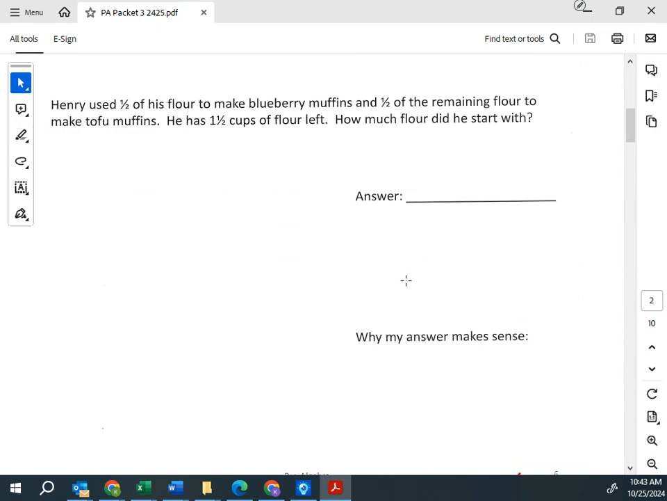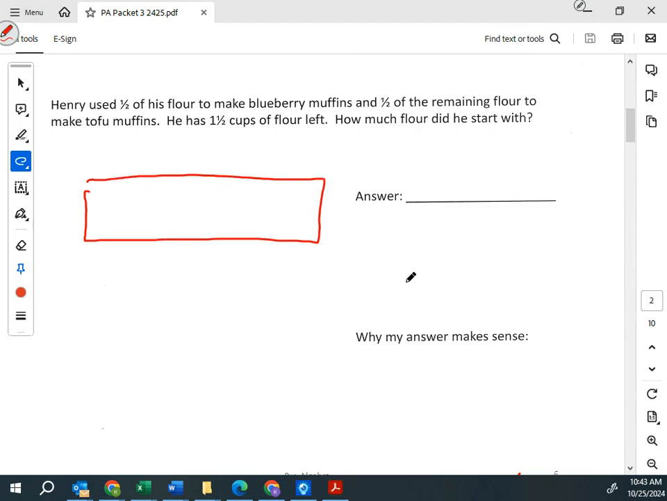Second page, Henry used 1/2 of his flour to make blueberry muffins and 1/2 of the remaining flour to make tofu muffins. He has 1.5 cups of flour left. How much flour did he start with? Now there are ways to do this doing the proper math, writing out equations. I learned how to use bar models and I just go to it with my word problems because it's a lot faster for me. So if I'm going to do it with the bar model, this is how much flour he has. So this is his flour.